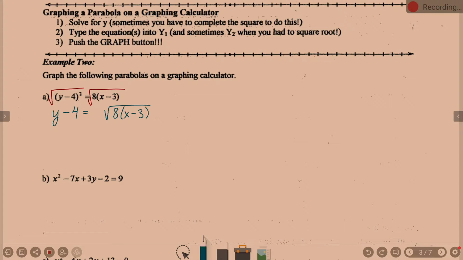The square root of 8 times x minus 3. What happens when you take the square root in an equation setting? Plus or minus. Plus or minus. So don't forget that plus or minus out front, or you're only graphing half of your parabola. How do I solve for y?